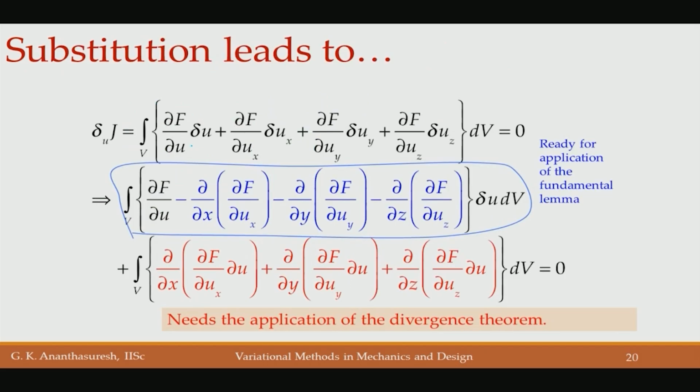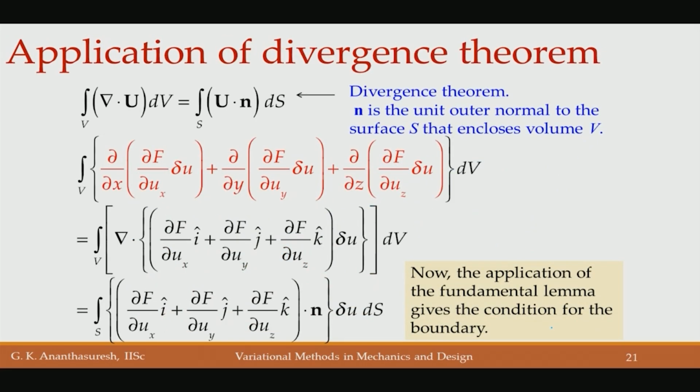So, if we do that, we get the differential equation part, delta u is arbitrary, and then we get this, and this one is in the volume integral, which we convert to surface integral by using the divergence theorem. Okay. Divergence theorem is this.